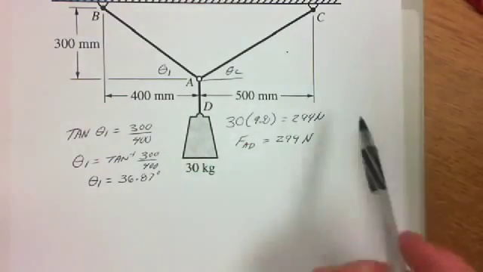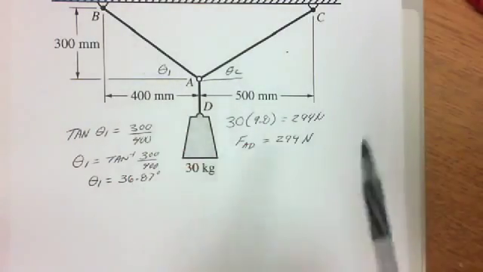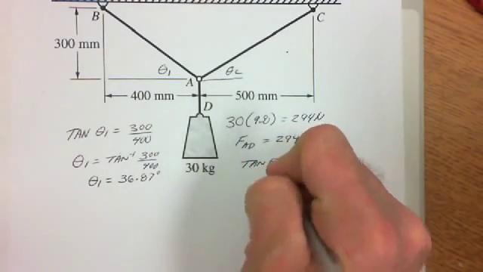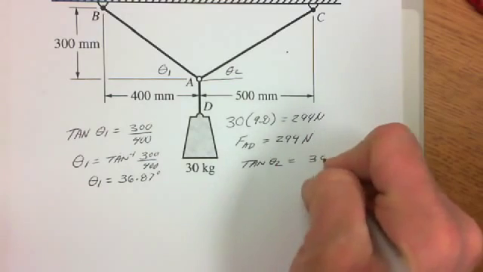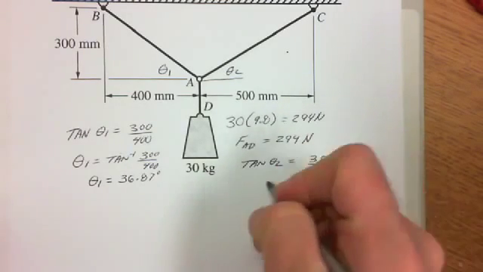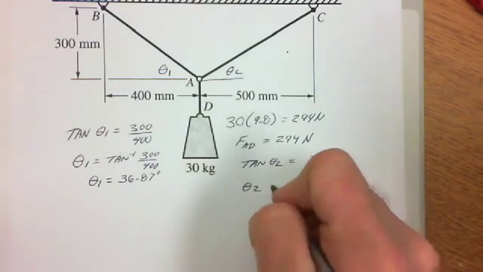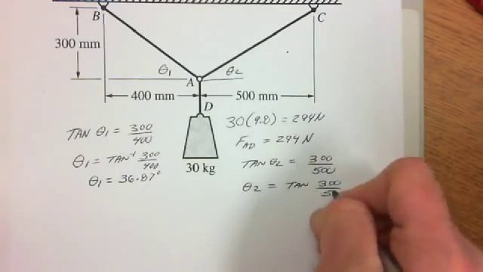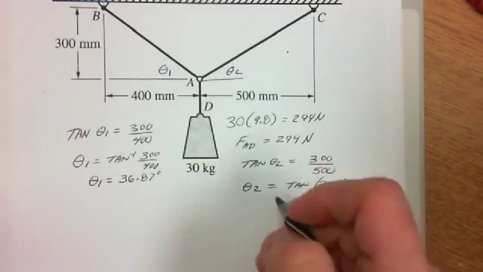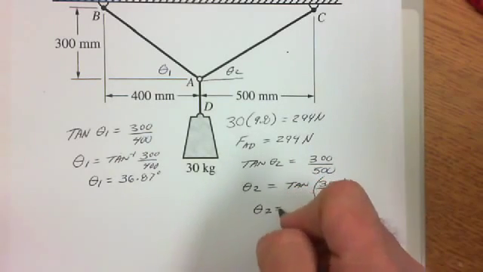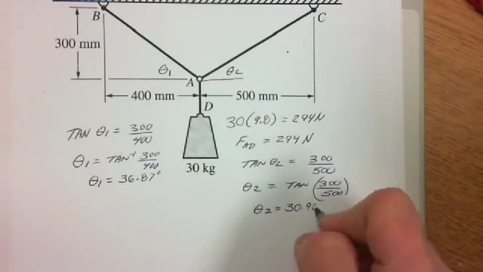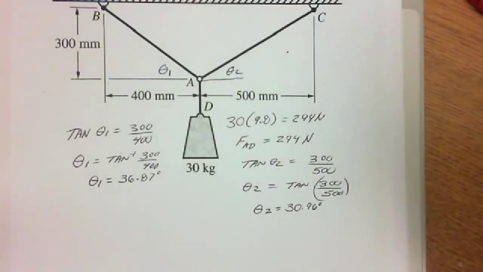We want to find out theta 2. Again, our rise here is going to be 300 based upon this side. So the tangent of theta 2 is going to equal 300 divided by 500. I will take the inverse tangent of 300 divided by 500 to determine my angle theta 2. When I do that, I get theta 2 is going to be 30.96 degrees. Okay, so that information is critical. You have to do that first. You need to find out what the angles are.